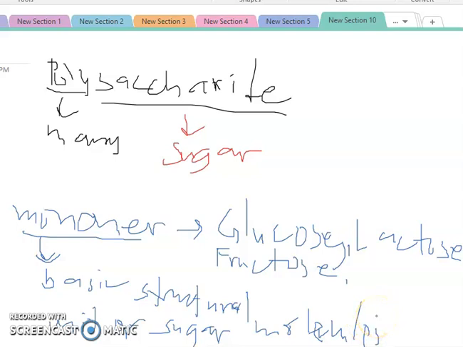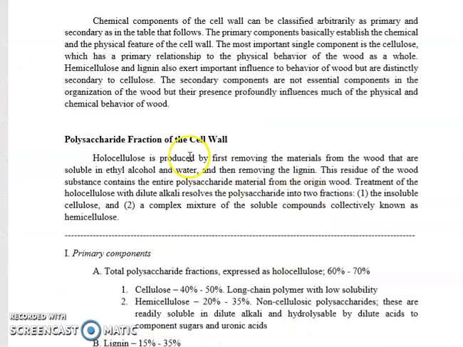Compared to that, polysaccharide, where poly means many and saccharide means sugar, means that the molecule is composed of many sugar monomers. It could be composed of many glucose units, or lactose units, or fructose units. In our case, when we talk about the cell wall, it is composed of cellulose, which is a polysaccharide composed of many glucose units.